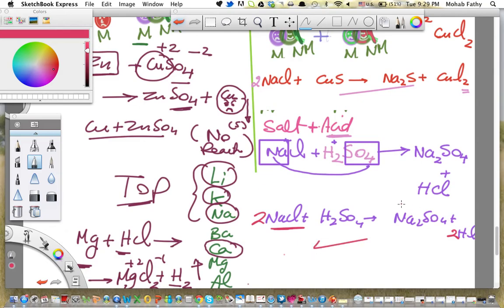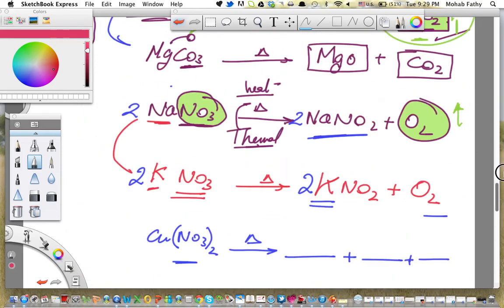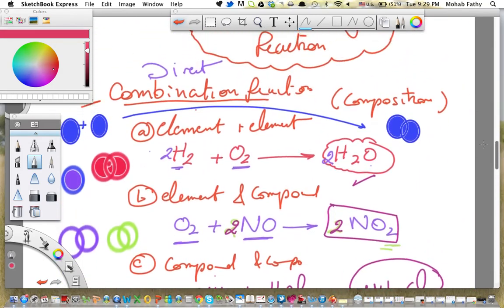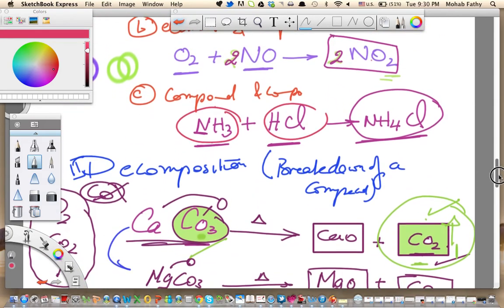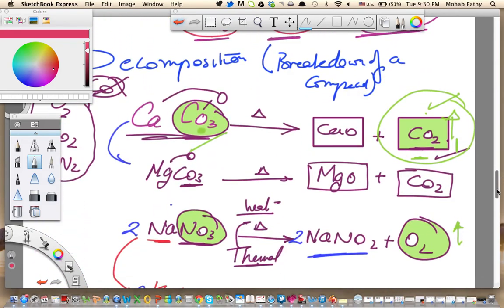That's it. Okay, exactly. So we already took the kinds of reaction. We have 4 important types of reaction. First one is composition, in which an element combines with an element, or an element combines with a compound, or a compound combines with a compound. Element with element gives a compound, like H2 plus O2 gives water. Compound plus element gives a compound. And the last one is compound plus compound, like the example of ammonia plus HCl. All of these are considered composition. What about the decomposition reaction?